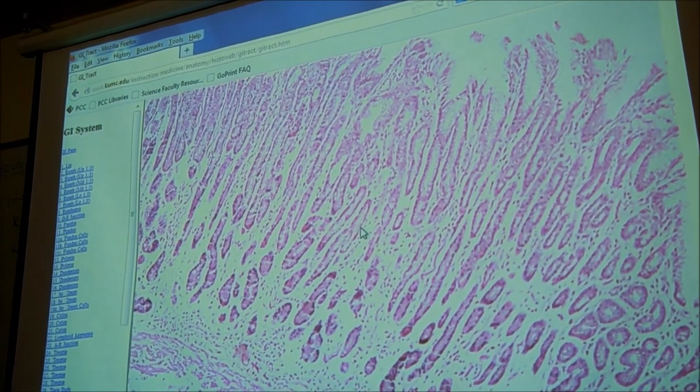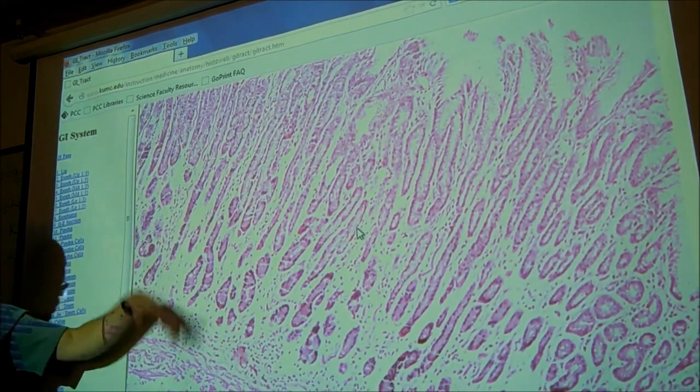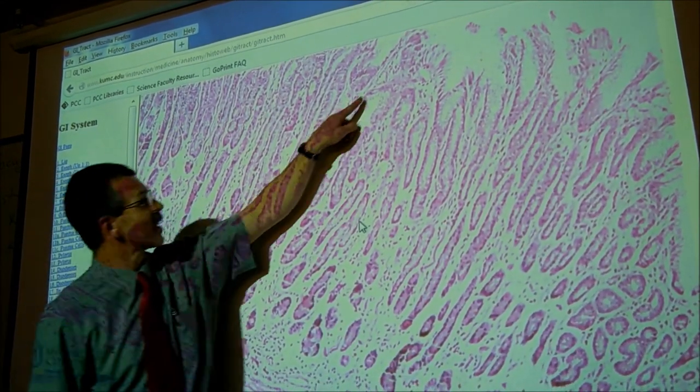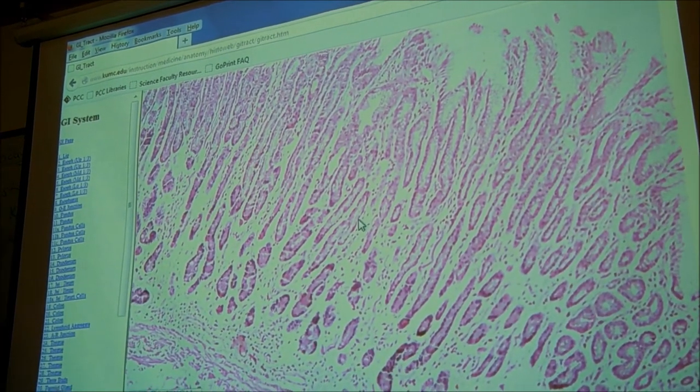How do you know that's not an esophagus? No. That's not stratified squamous anything, right? In fact, if you look, that's actually like a cuboidal kind of cell, right? So this is going to be the stomach.